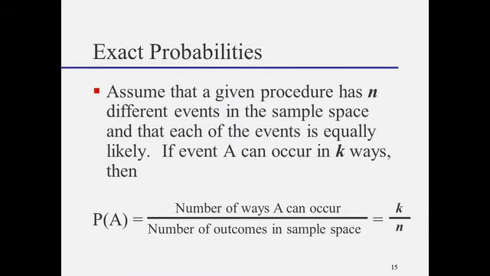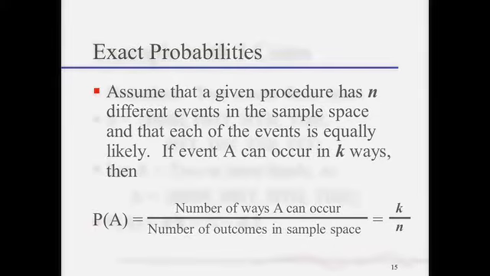Next, we'll talk about another method to assign probability, a formula that will give us an exact probability. However, this method only works if all the events in the sample space are equally likely. If there are n equally likely things in the sample space, and if an event can occur in k ways, then the exact probability is k divided by n.